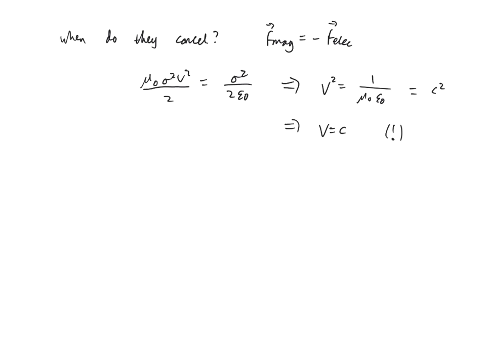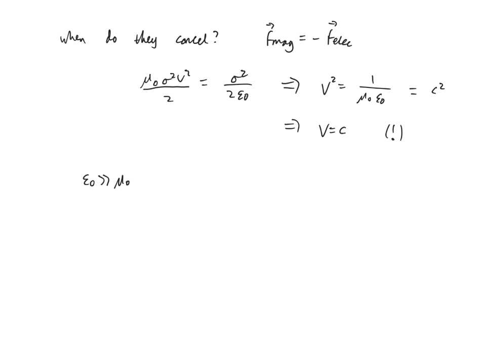So what we see is that only when the capacitor is moving at the speed of light would the electric and magnetic forces cancel. Now, normally we expect the electric field to be much stronger than the magnetic field because epsilon naught is much, much greater than mu naught. Epsilon naught controls the strength of the electric field, mu naught controls the strength of the magnetic field.